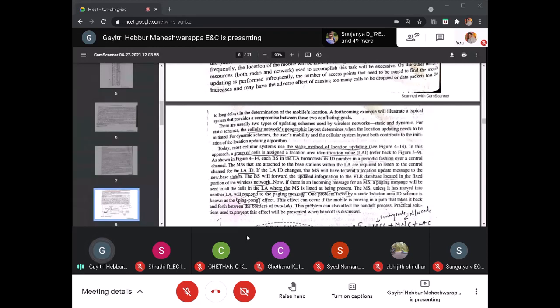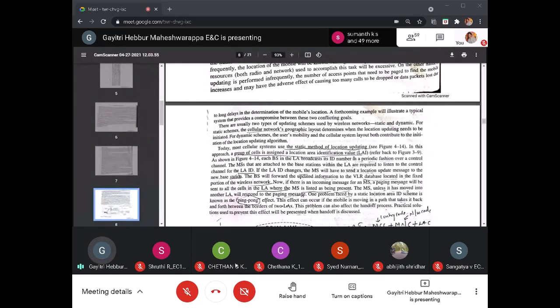Each base station in the location area broadcasts its ID number in a periodic fashion over a control channel. So all the radio base stations will get that location ID number. The MS attached to the base stations within the location area are required to listen to the control channel, and it has to store it in its memory. That is the LAID of where exactly the mobile station is, under the base station controller. If the location area ID changes, then the MS will send the location update message to the new base station, when it moves to the new base station controller.